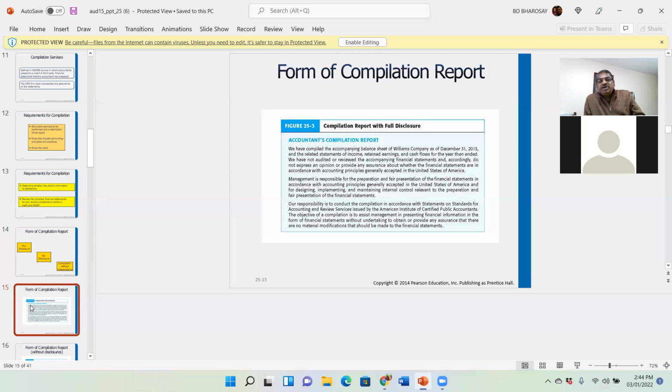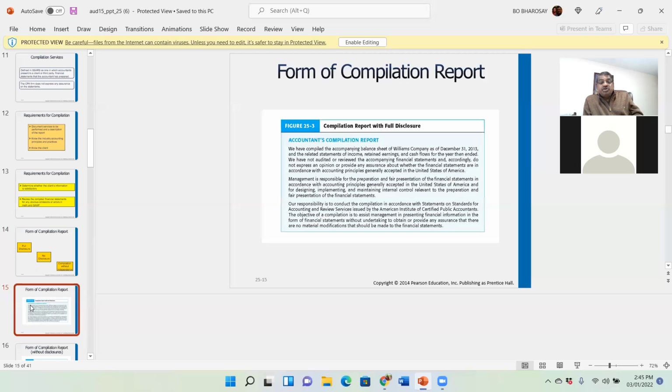In the second paragraph, we are telling the reader that management is responsible for the financial statement. Management is responsible for the preparation and fair presentation of the financial statement in accordance with accounting principles generally accepted in the United States of America, and for designing, implementing, and maintaining internal control relevant to the preparation and fair presentation of financial statement. So it is not our financial statement, it is management's.